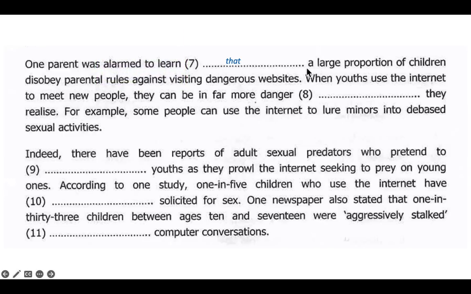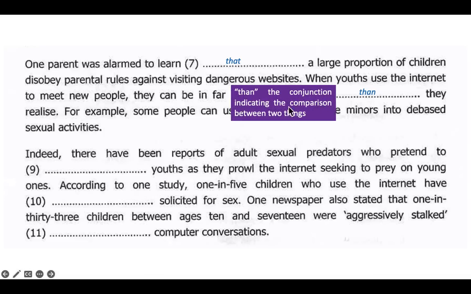Let's read through again. One parent was alarmed to learn that a large proportion of children disobey parent rules against visiting dangerous websites. When youths use the internet to meet new people, they can be in far more danger than they realize. Than they realize. So than is a conjunction indicating the comparison between two things.